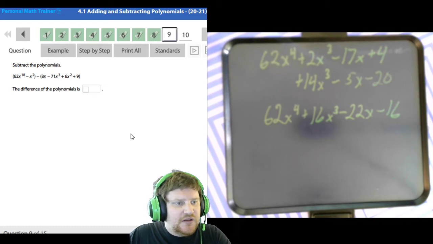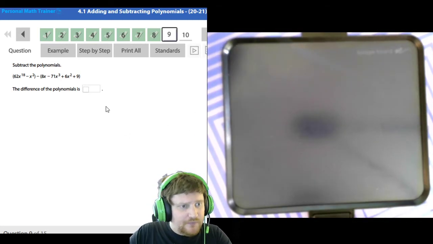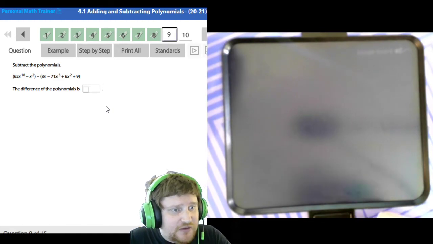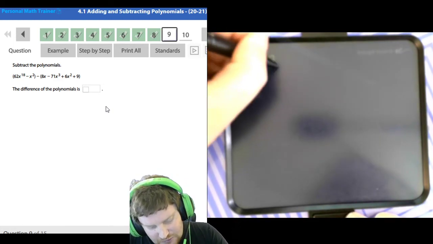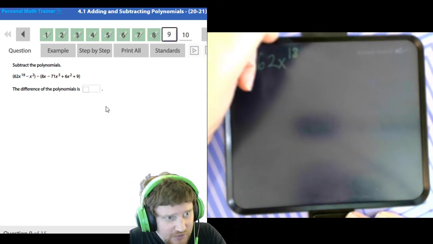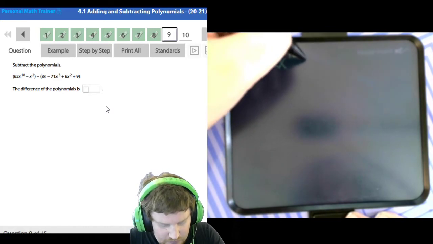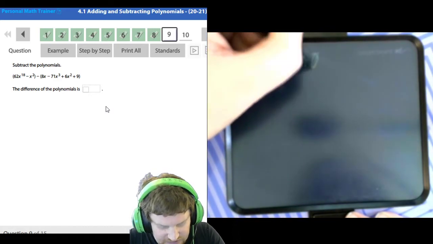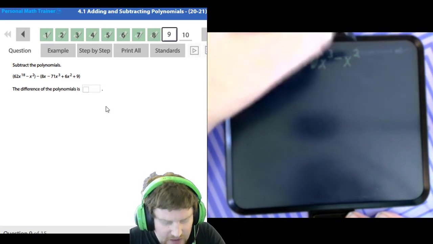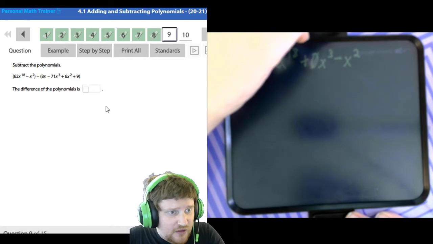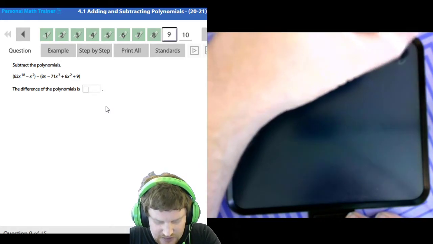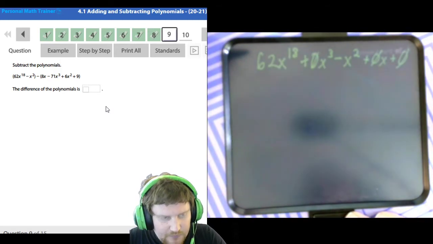Number 9, subtract the polynomials once more. I have an 18, a 3, a 2, a 1, and a 0. So 62x to the 18th. I have a 3, so I'm going to have to skip that one here on the top. So that's plus 0x cubed minus x squared. And then notice that on the bottom I have an x, so plus 0x, and a constant, so plus 0.